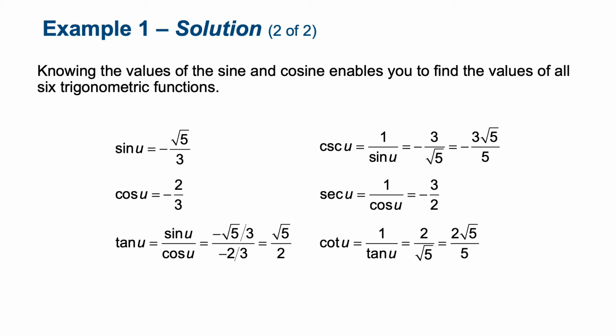Cosine of u is negative 2/3. So secant of u, which is the reciprocal of cosine, is just going to be negative 3 over 2. That was given. Tangent of u is just sine over cosine, so we just write them as a ratio. The 3's cancel out, and you get root 5 over 2. And then cotangent is just the reciprocal of tangent. So that's 2 over root 5, but when I simplify this, I rationalize the denominator, I get 2 root 5 over 5.